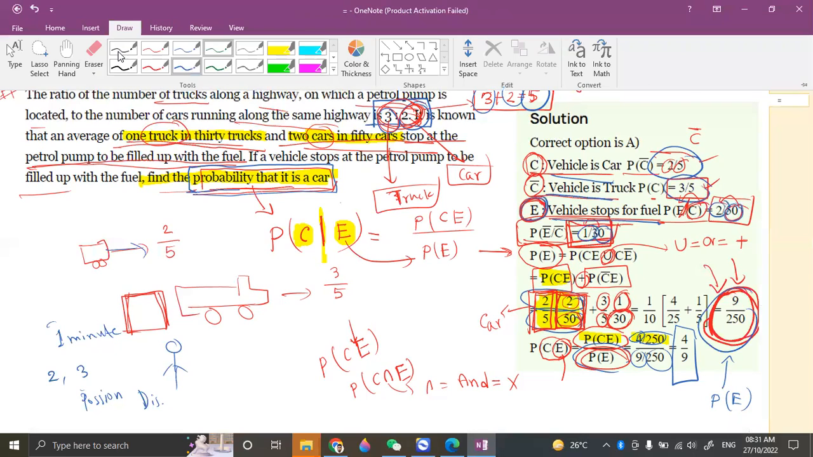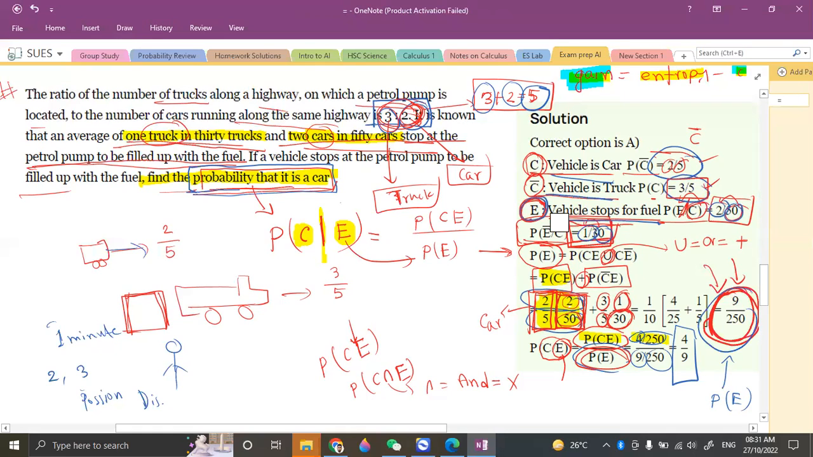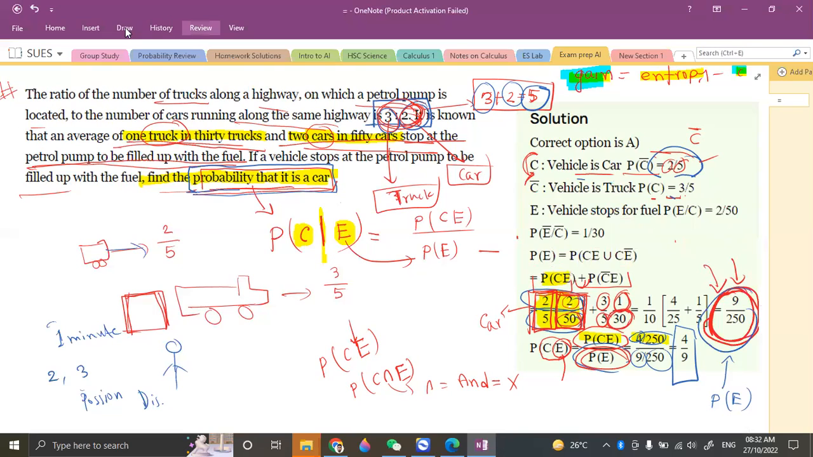Guys, can you follow me? It is already said in the question paper. Yeah, Omar, go on. See here, 1 in 30 trucks and 2 in 50 cars. So 2 in 50 cars, and 1 in 30 trucks.